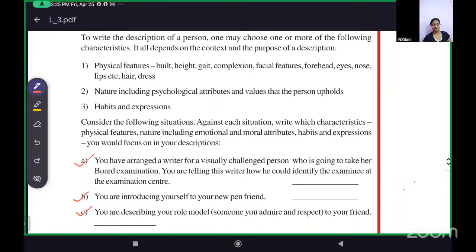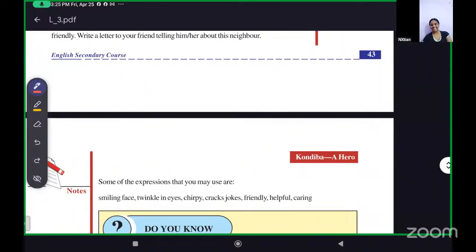But only if she's blind, the writer will. If she was not blind, it means she doesn't even need a writer. Yeah, but the writer has to identify her now. That's the thing, okay? Do it as homework, okay? It's fine. Good work, all of y'all. You can read the last one to your parents, okay?